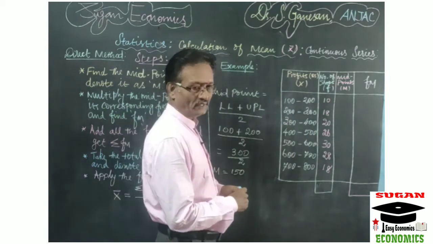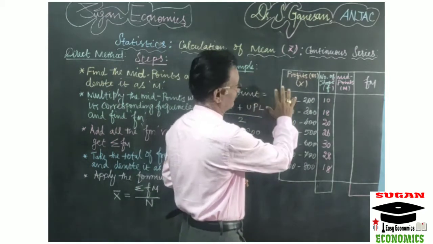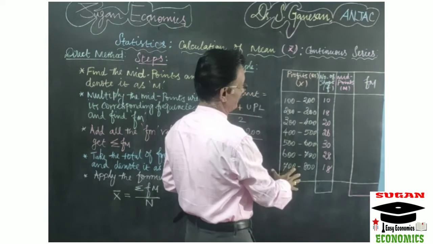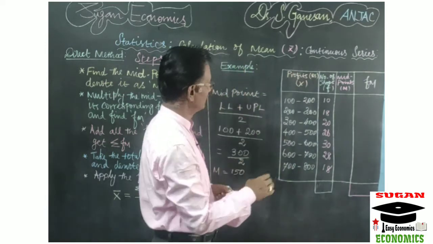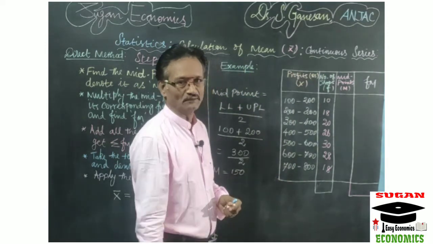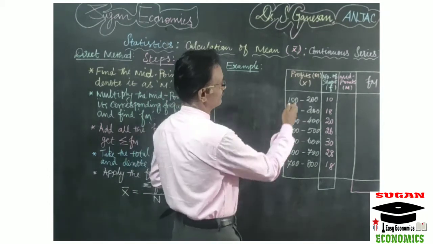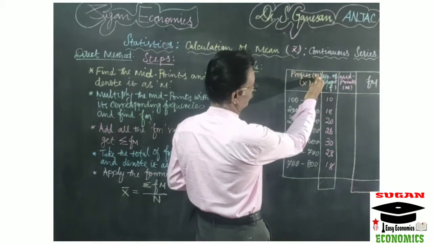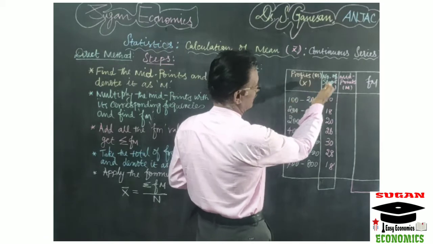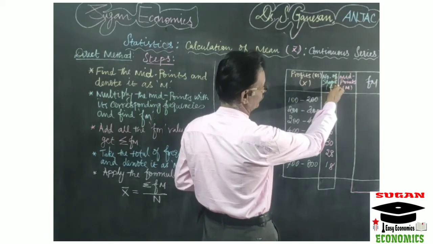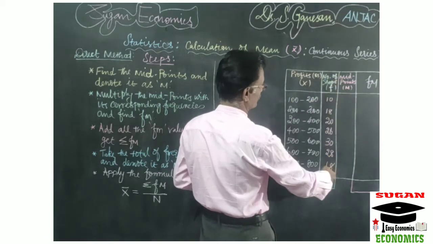Now I will explain how to calculate arithmetic mean for continuous series with the help of the direct method, with the help of an example. So in our example, profit is given in rupees, it should be taken as X, and number of shops is given, it should be taken as F. So this is our frequency value.